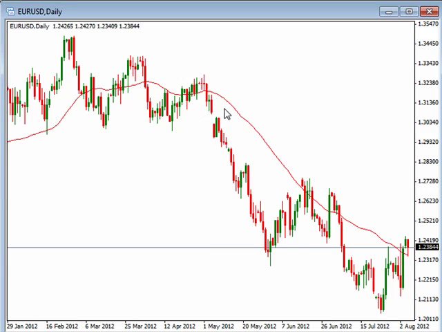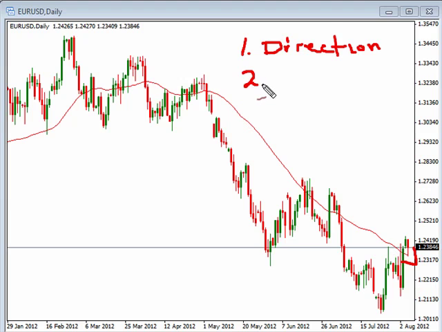Now, this is typically what we want to see when we're dealing with moving averages: we want to look first at the direction that it's pointing. So is it going up or down? Right now you can clearly see that this is pointing in the downward direction. Second thing that we're going to identify is where price is in relationship to this downward moving average.